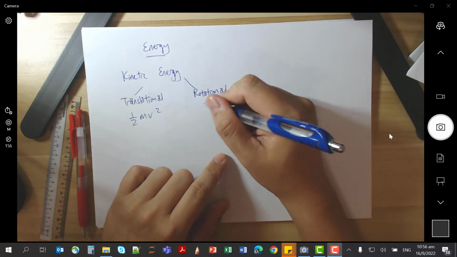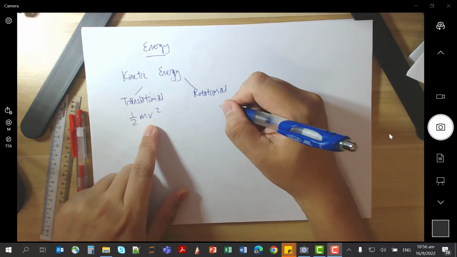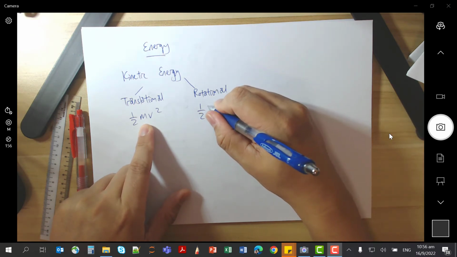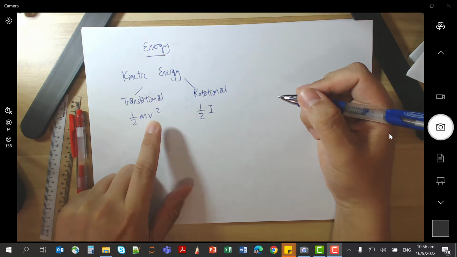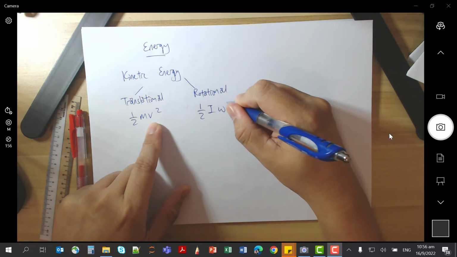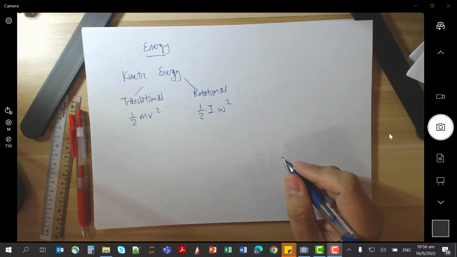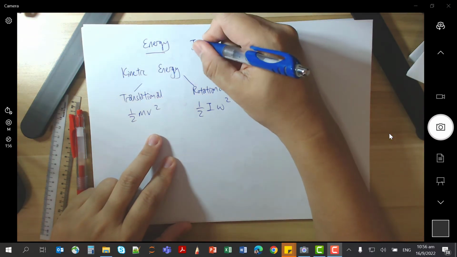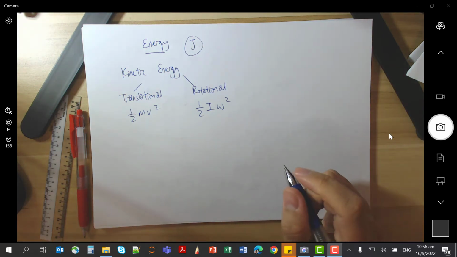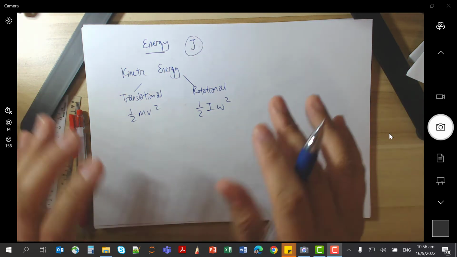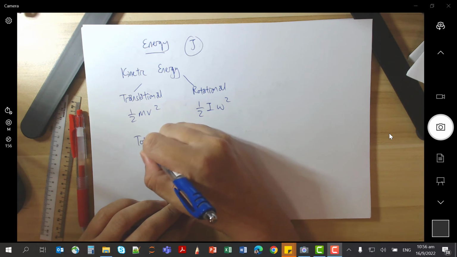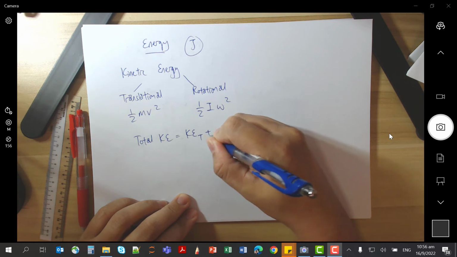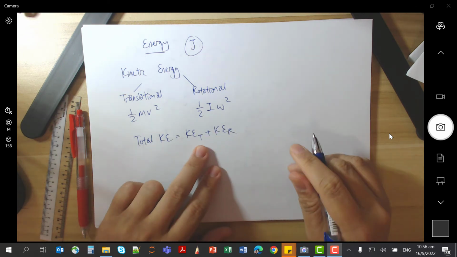Rotational has a similar format, but instead of m you use I, and instead of v you use omega, so it's half I omega squared. Both will give you joules; the unit for energy is still joules. Total kinetic energy will usually be translational plus rotational.